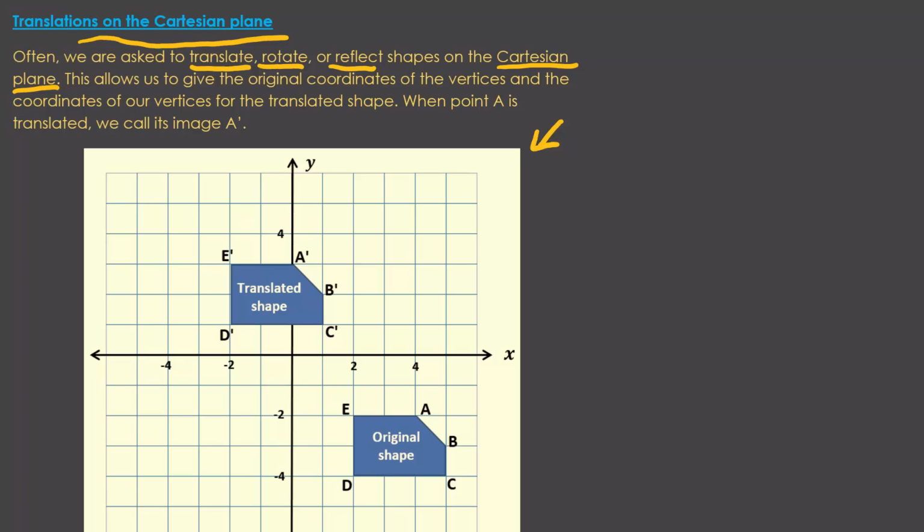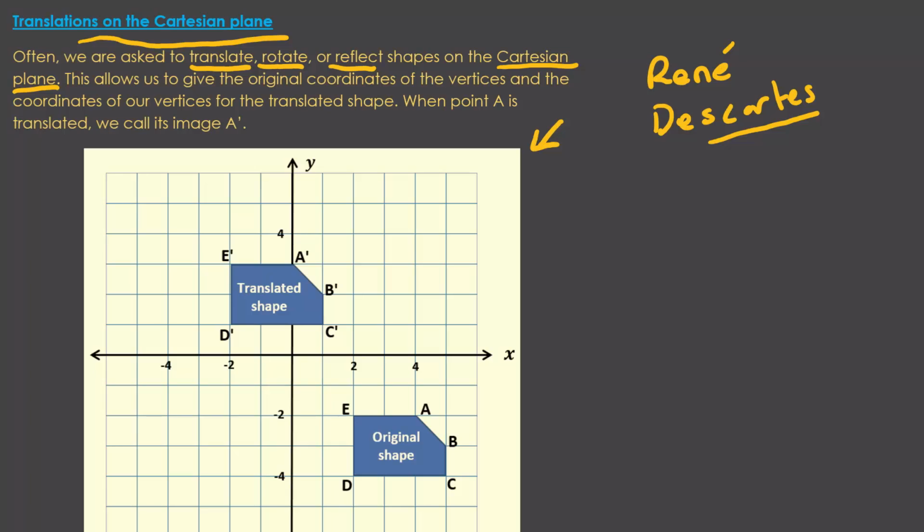It's called the Cartesian plane because it's named after the man who is attributed with the invention of the coordinate grid, René Descartes. So you can see that Cartesian is derived from his surname.